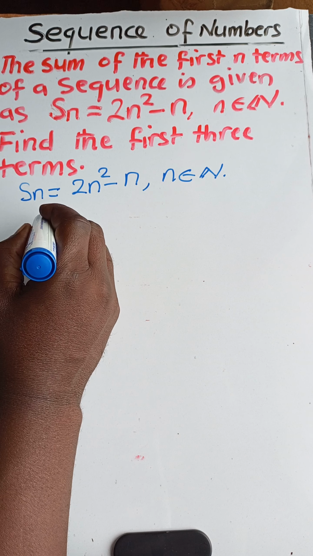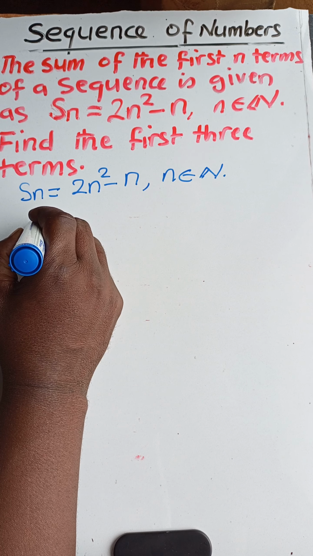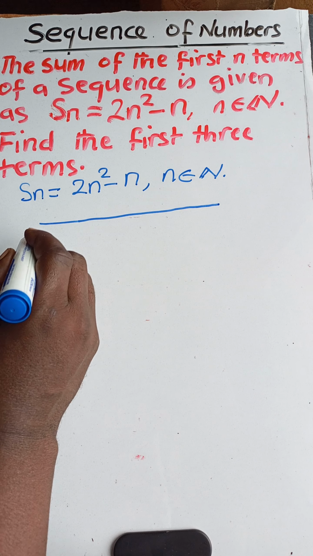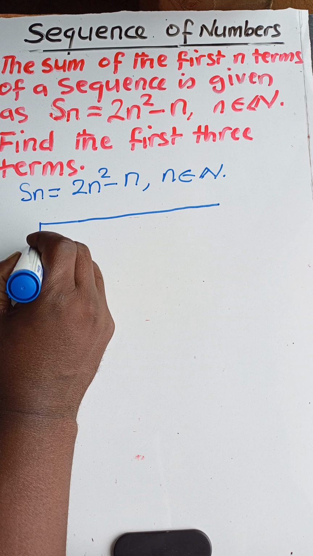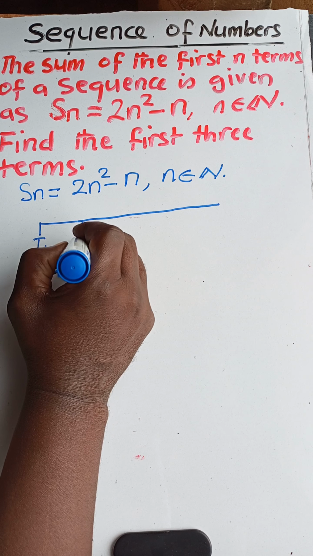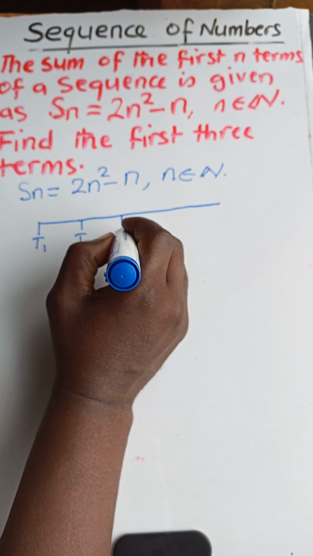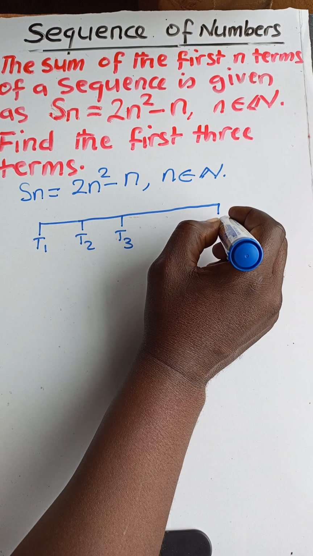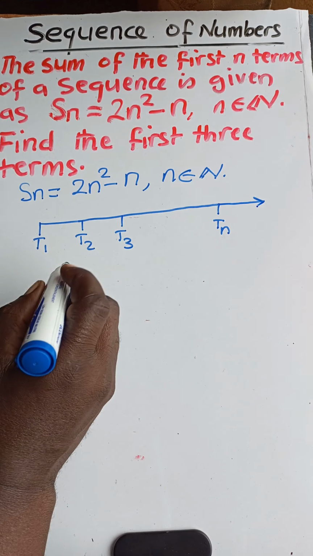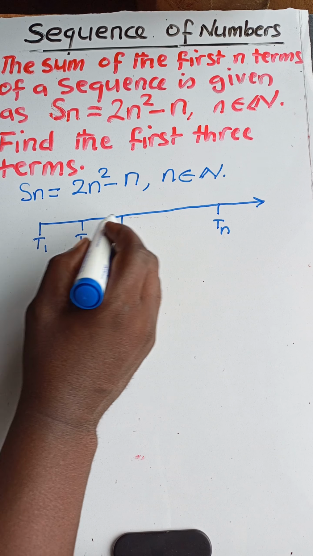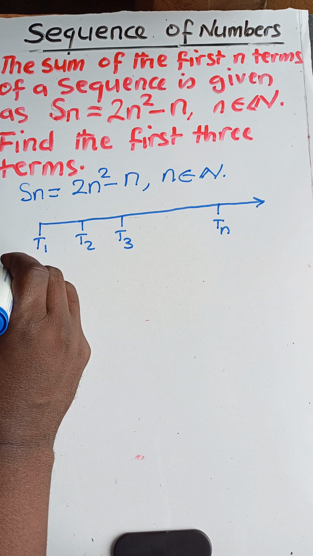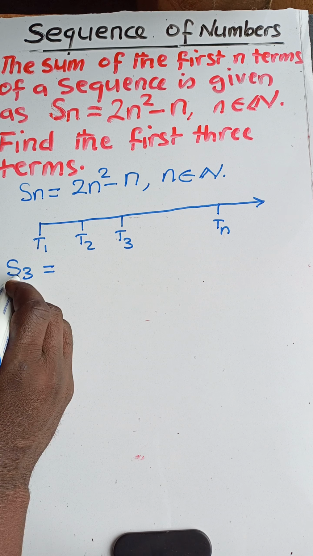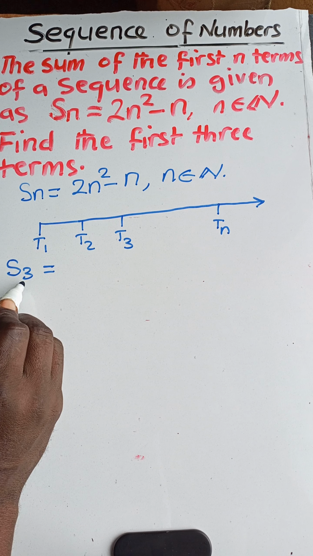Now, a sequence can always be visualized like a straight line in which the terms are arranged. This is the first term T1, this is the second term T2, this is the third term T3, right up to any position term called Tn, and so on. So when we say S3, for example, what we are referring to is the sum of the first three terms.